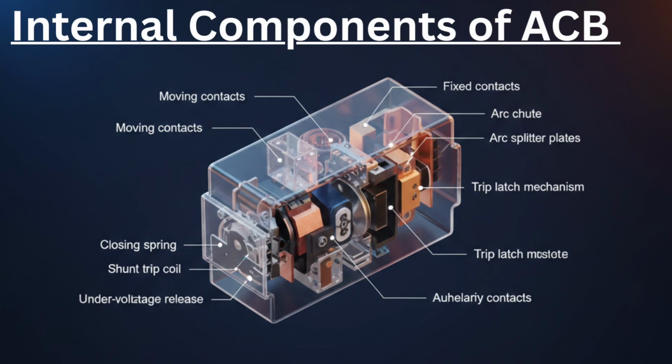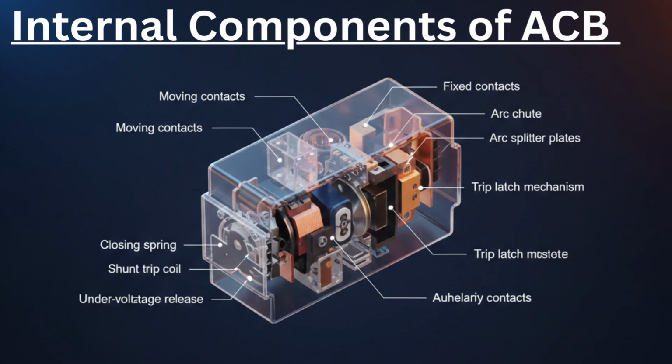Internal components of ACB. Now we see the internal structure using a cutaway view. Inside the breaker, fixed and moving contacts carry current. Arc chute, located above the contacts, extinguishes the arc. Arc splitter plates divide the arc into smaller segments to cool and extinguish it. Closing spring stores mechanical energy for fast closing. Trip latch holds the mechanism in closed position until a trip signal. Shunt trip coil electrically trips the breaker when energized. Under voltage release, UVR, trips the breaker if control voltage drops. Auxiliary contacts provide status signal to control circuits.